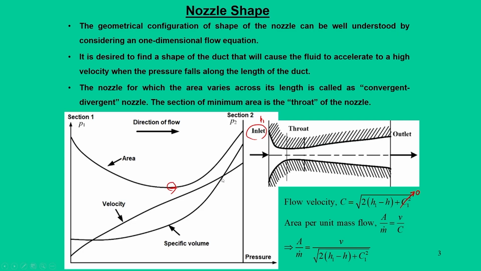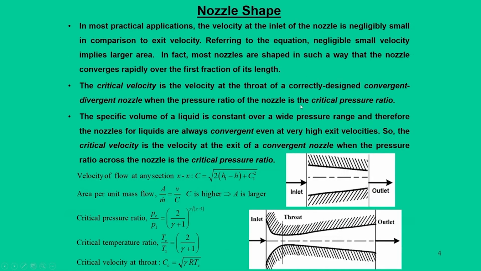Throat means this is the minimum dimension that we come across. So, the nozzle for which the area varies across its length is known as a convergent divergent nozzle, and the section of minimum area is called the throat. In most applications, there are two types of nozzles that we normally come across.